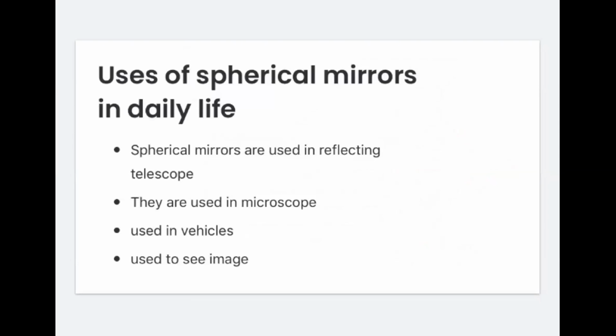So this is a 2-mark question which could be asked in exam. What are the uses of spherical mirror in daily life? You can say spherical mirrors are used in reflecting telescope. They are used in microscope as well. They are used in vehicles and they are used to see images.